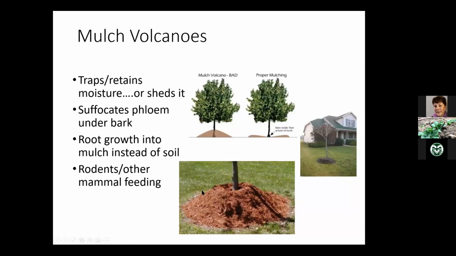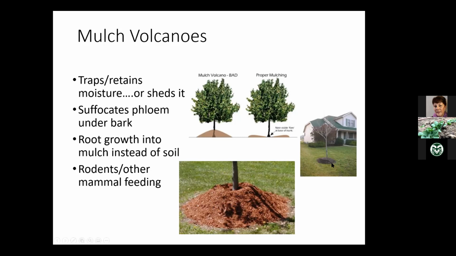Mulch volcanoes can trap moisture, so they can waterlog the soil, or they can shed water so that no water gets in there. They can suffocate the vascular system, or the phloem, under the bark of the tree. And if you put this much mulch on it and you've not planted it correctly, you might get roots that start growing towards the surface of the soil and actually try to grow in this mulch, because, hey, it's a lot easier than trying to get through the soil profile, right? So you might have that. And again, you can get rodents or other animals in there feeding or nesting, things like that.